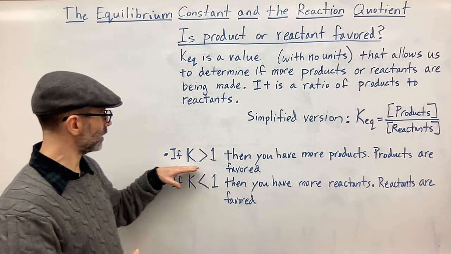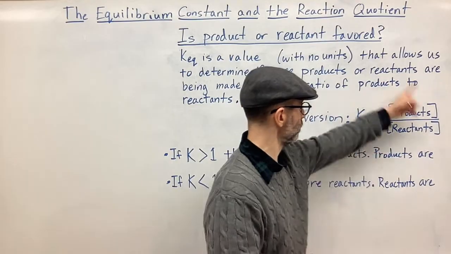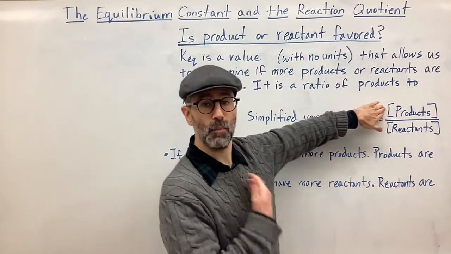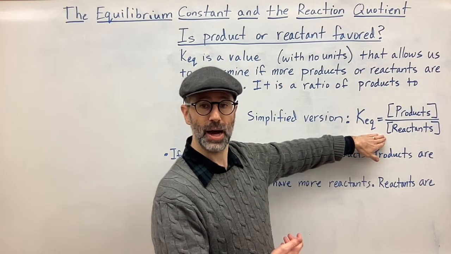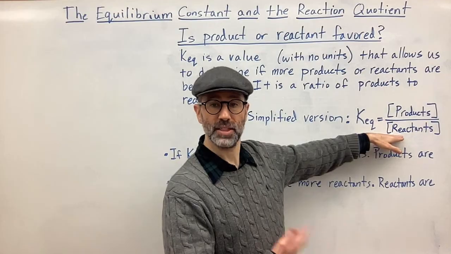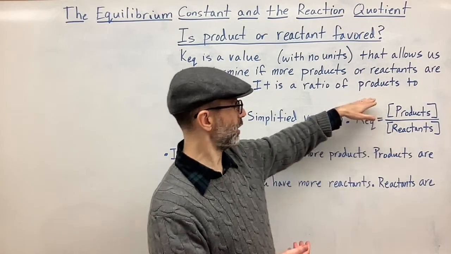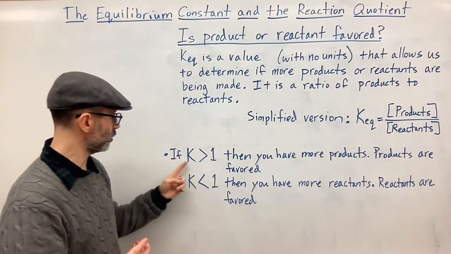So if K is large, then that means that this ratio is large. So that means that you're going to have more products on the top and less reactants on the bottom. That's going to give you the large number. So your denominator is going to be small and your numerator is going to be large. So that's going to give you a large K.